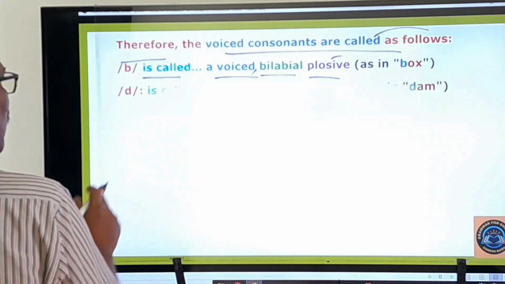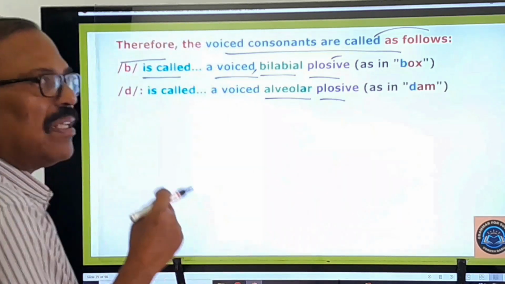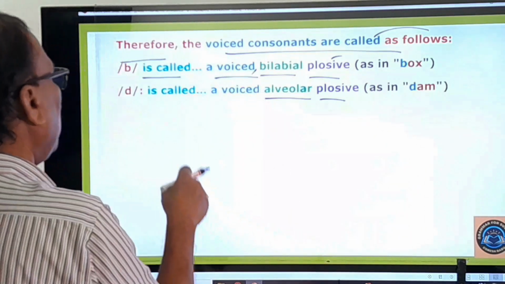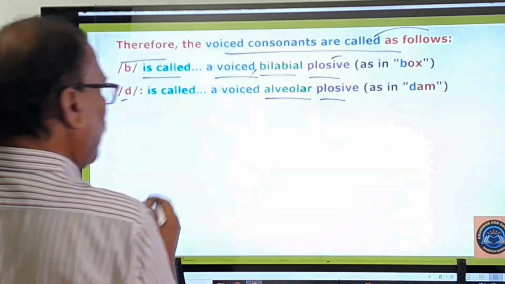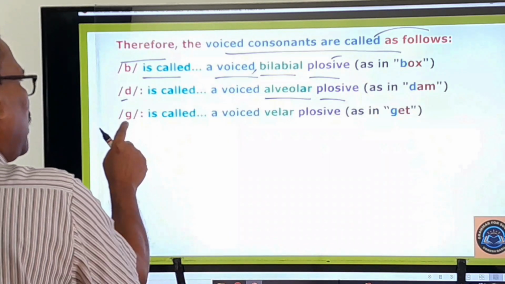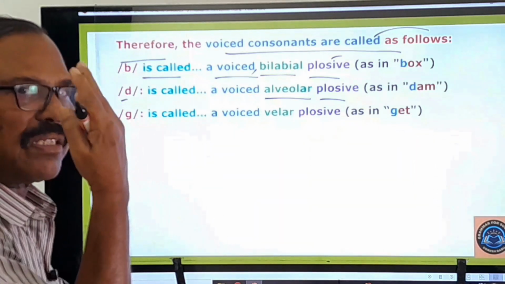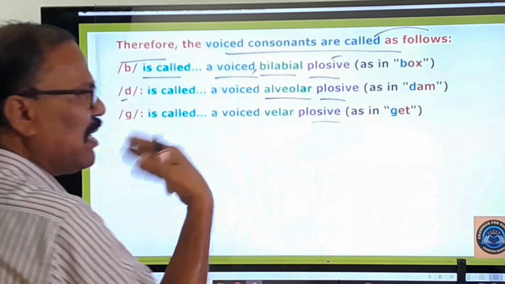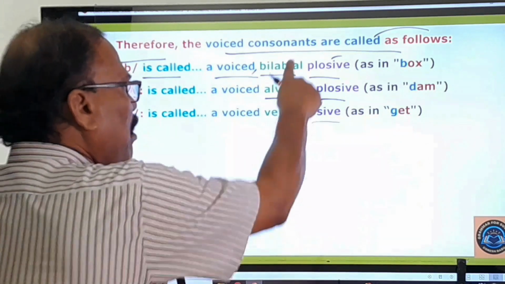And here D is called a voiced alveolar plosive. Alveolar means the tongue will be touching the alveolar ridge, in the production of this da. All these things I have already told you. Just to give a reading to this, G, the ga sound, is called a voiced velar plosive. Velar means the tongue touches the soft palate in the mouth. Plosive means the airflow is stopped and suddenly released. You must remember that, plosive.